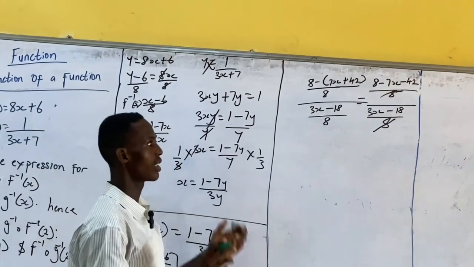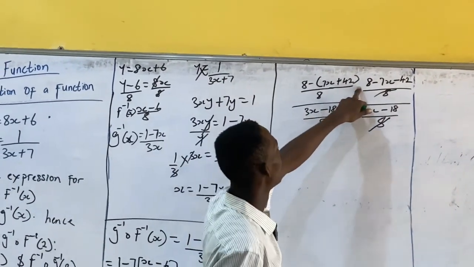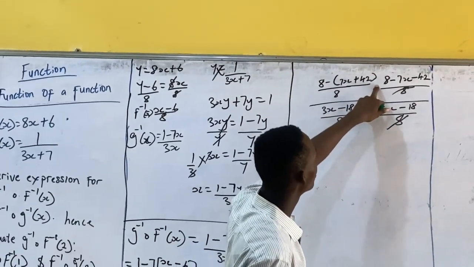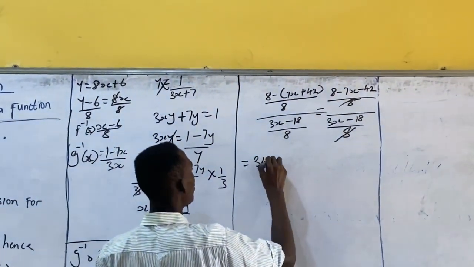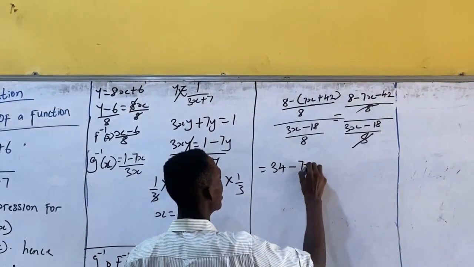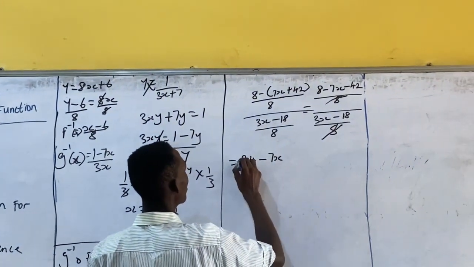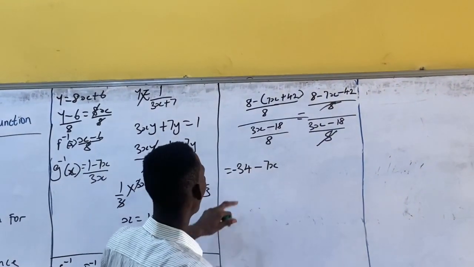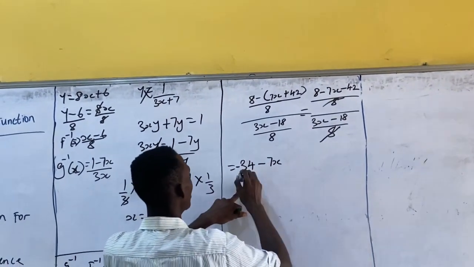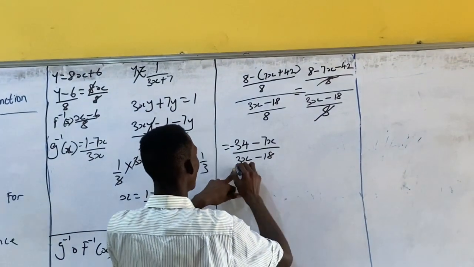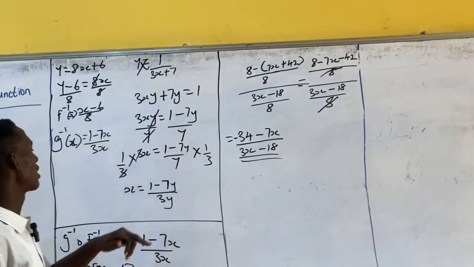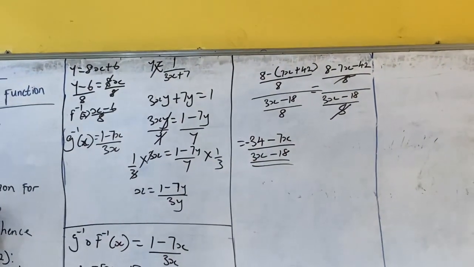So that 2x and -2x will cancel each other and we are left with this. 8 minus 42 gives us what? -34. So our answer is what? Minus 34 minus 7x over 3x minus 18. So this is the answer for this.